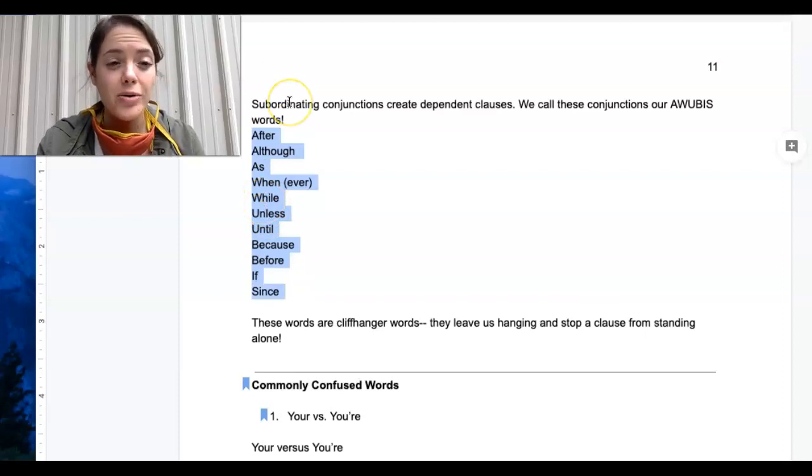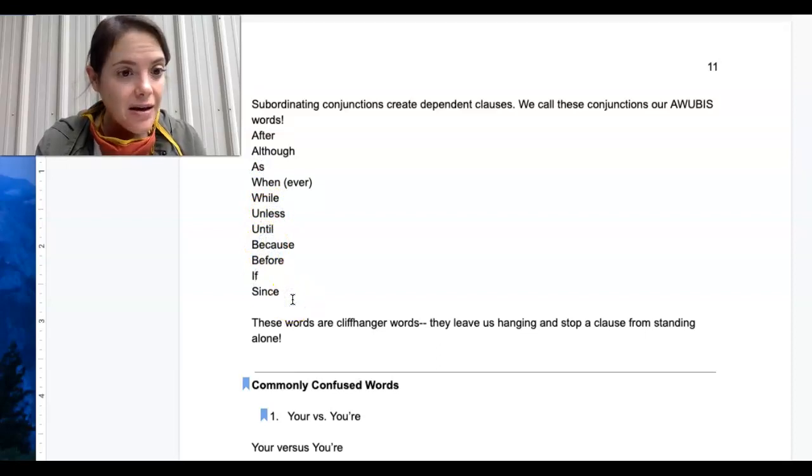So some of the most common ones, these aren't all of them, but these are some of the most common. After, although, as, when or whenever, while, unless, until, because, before, if, and since. These are all cliffhanger words. They leave us hanging and stop a clause from standing alone. So whenever you see one of our AWOOPUS words, all right, we're usually making a dependent clause, and anything that comes after that word can't stand by itself.